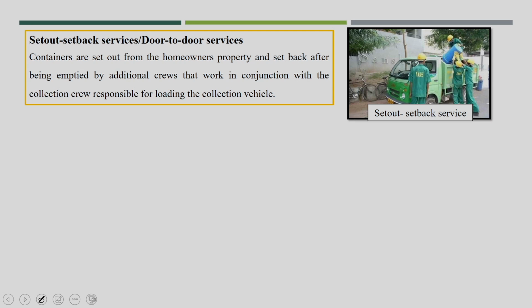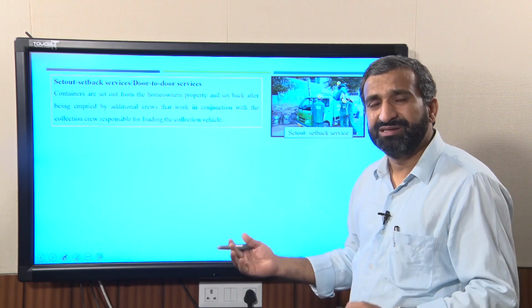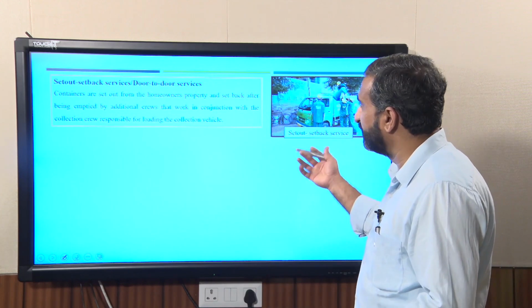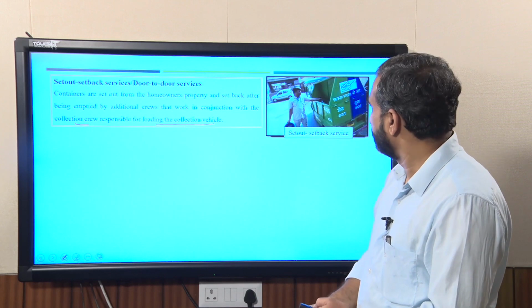So, you can see here, maybe without segregation also we can have door to door collection system. But it is good under the Swachh Bharat Mission if you are able to segregate at household level, and based on that we can collect the waste through door to door services. Now in this case the collection crew is responsible for loading or unloading of the collection vehicle. The house owner is not responsible for that.